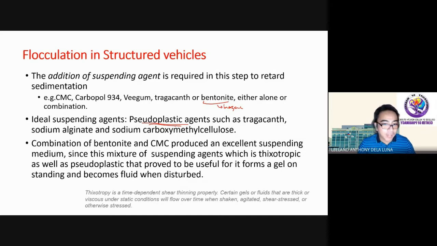Okay? So, combination of bentonite plus CMC produces an excellent suspending medium. Just so you know, bentonite is inorganic. CMC is organic. Okay? Since this mixture of suspending agents, which is thixotropic as well as pseudoplastic, proves to be useful in formulations because it forms a gel on standing and becomes fluid when disturbed. Kasi sinasabi ko sa inyo, thixotropic yung nagiging gel. Yung parang sa sawsawan ng fishball. Okay? Pag masyadong marami ang nilagay na cornstarch, dahil pag lumalamig yun, nagiging gel siya. Nagiging thixotropic yung kanyang property. Right? So are we good? Okay. So yun lang naman siya.